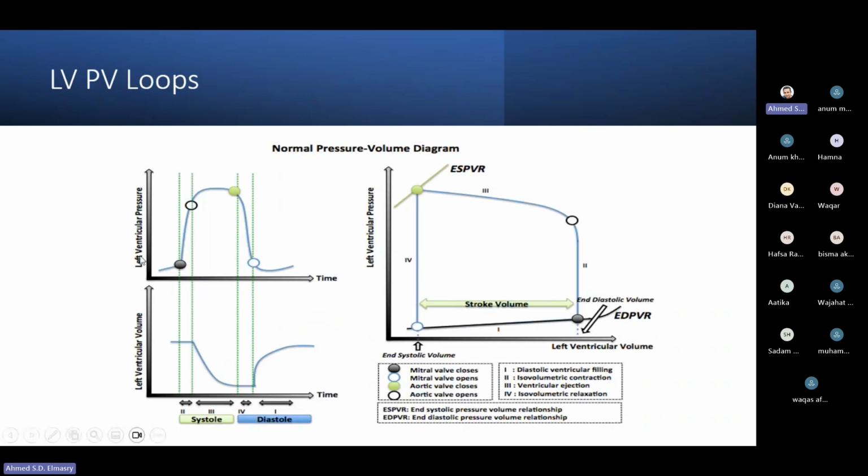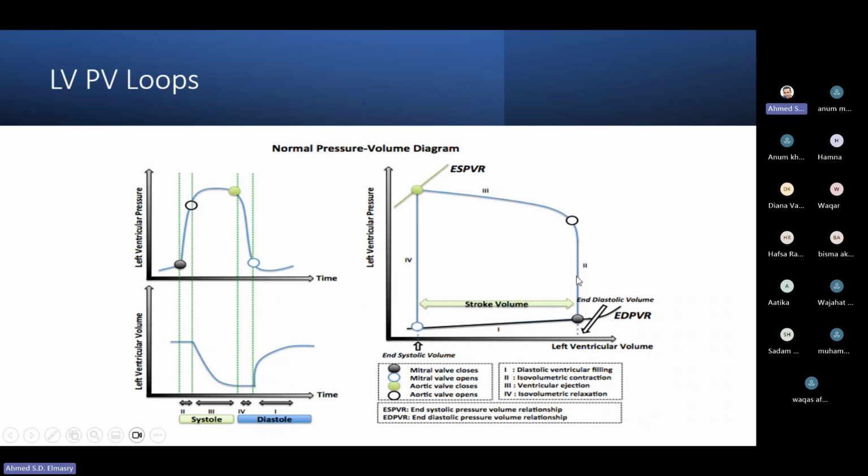And this is the left ventricle pressure time graph, and this is the left ventricle volume time graph throughout the cardiac cycle. If you merge both graphs at the same time, you get the graph of the left ventricle pressure volume loop. Starting from this point, which is the point of closure of the mitral valve, which starts the first phase of the cardiac cycle, the isovolumetric contraction phase.